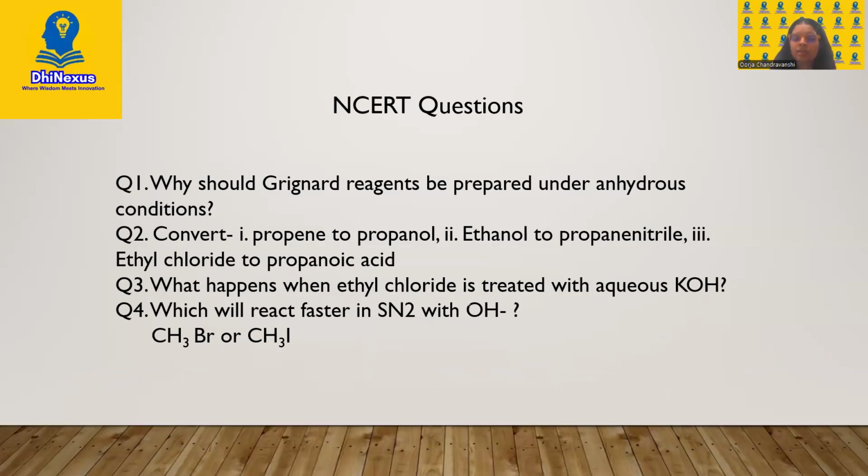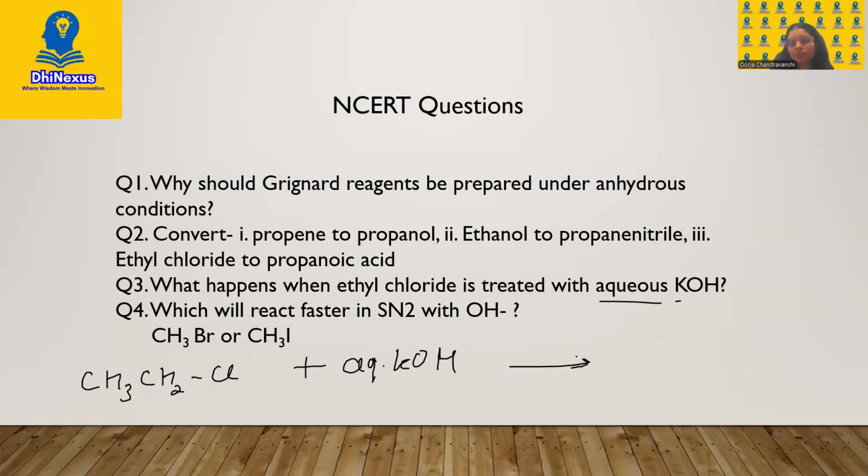So next part, what happens when ethyl chloride is treated with aqueous KOH? Quite easy. So CH3CH2Cl, and I am treating this one with aqueous KOH. Alcoholic KOH gives me alkene, but aqueous KOH will give me alcohol, CH3CH2OH. Quite easy. Next is, which one will react faster in SN2 with OH minus? CH3Br or CH3Cl?